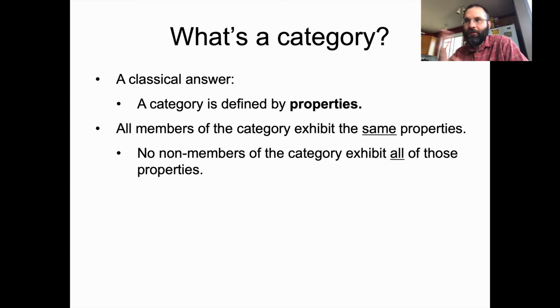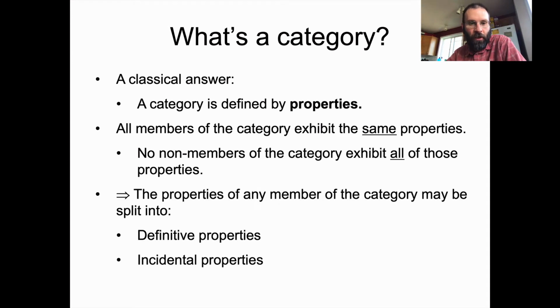So there winds up being a nice, clear dividing line between things that are members of a group and things that are not members of a group. And also, there's another kind of dividing line you can get out of this, such that there are properties which define the members of a category. But since the members of a category have more than just those definitive properties, they also have what are called incidental properties.